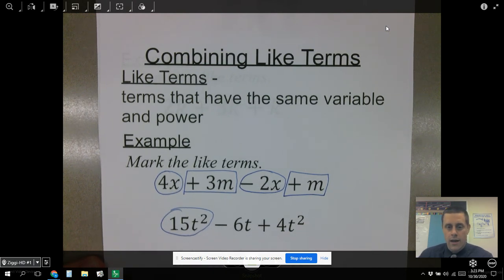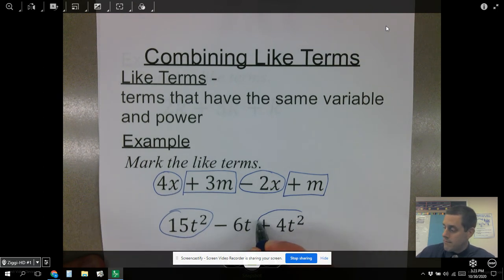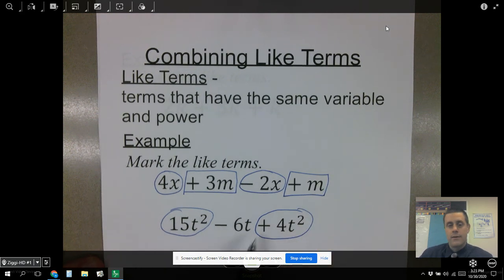They cannot go together. Our next term, 4t to the second power, both 15t to the second power and 4t to the second power share a variable t and an exponent of 2. So 4t to the second power is like 15t to the second power. I'm going to circle it, making sure to grab my plus sign in front of it.